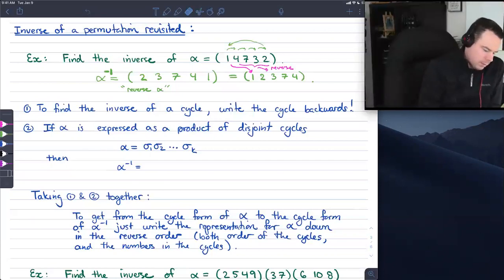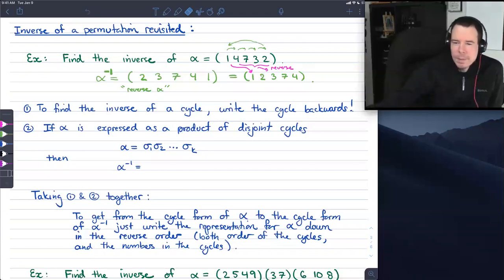So let's just pick up where we left off last day. We were looking at finding inverses of permutations. Now that we've written our permutations in cycle form, the way we can find the inverse is just to reverse the order in which the numbers are written in the cycle form. So this is, for example, the alpha permutation 1 4 7 3 2. We just reverse the numbers, 2 3 7 4 1, and that's the inverse permutation. Our convention is to put the smallest number in the cycle at the beginning.